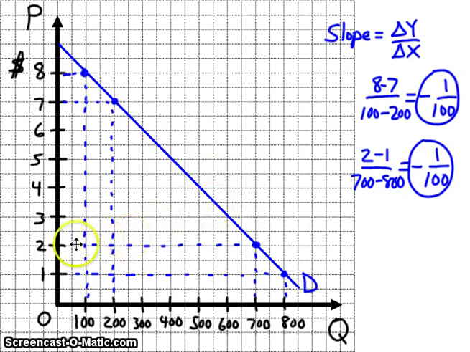I've done that. I've gone down to a price of $2, and the change between $2 and $1 corresponds to a change in the quantity demanded from 700 to 800. Once again, 2 minus 1 is 1. 700 minus 800 is minus 100. Again, overall sign negative here. As you can see, both times the slope is the same. It's negative 1 over 100.